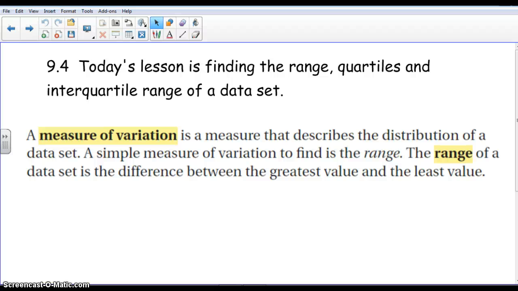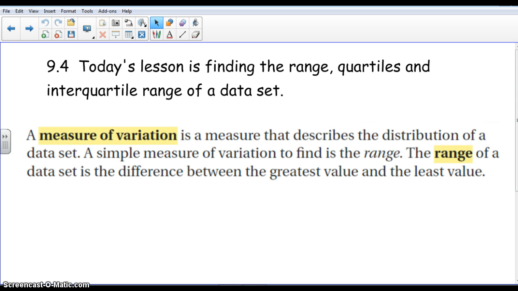Today's lesson 9.4 is finding the range, quartiles, and interquartile range of a data set. First thing we need to do is write down these vocabulary words. Measure of variation. A measure of variation is a measure that describes the distribution of a data set.